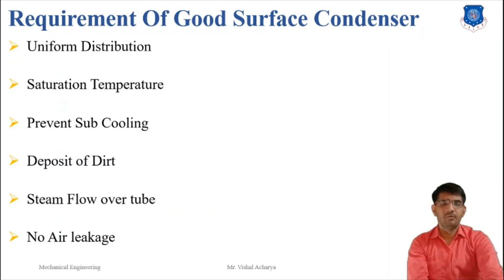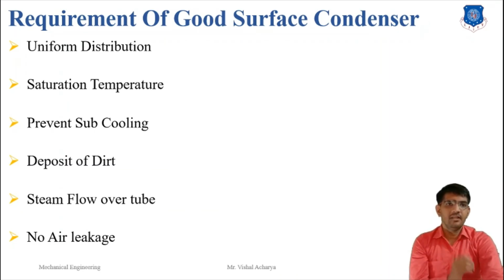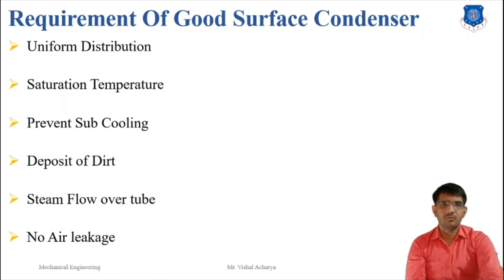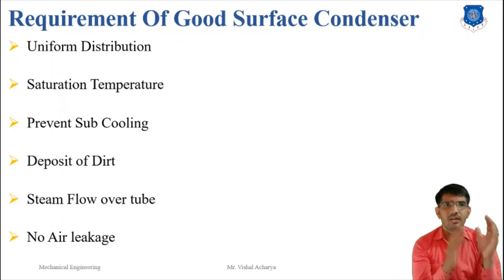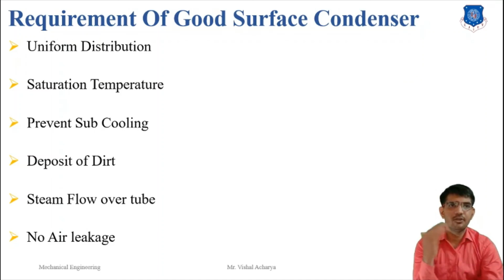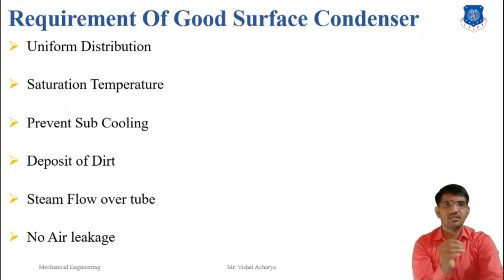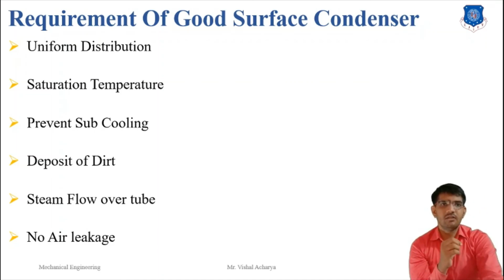First is the uniform distribution. The steam entering the condenser should be evenly distributed over the whole cooling surface of the condenser vessel with minimum pressure loss. Second is the saturation temperature. The amount of cooling water circulated in the condenser should be regulated so that the temperature of the cooling water leaving the condenser is equivalent to the saturation temperature of the steam corresponding to the steam pressure in the condenser.